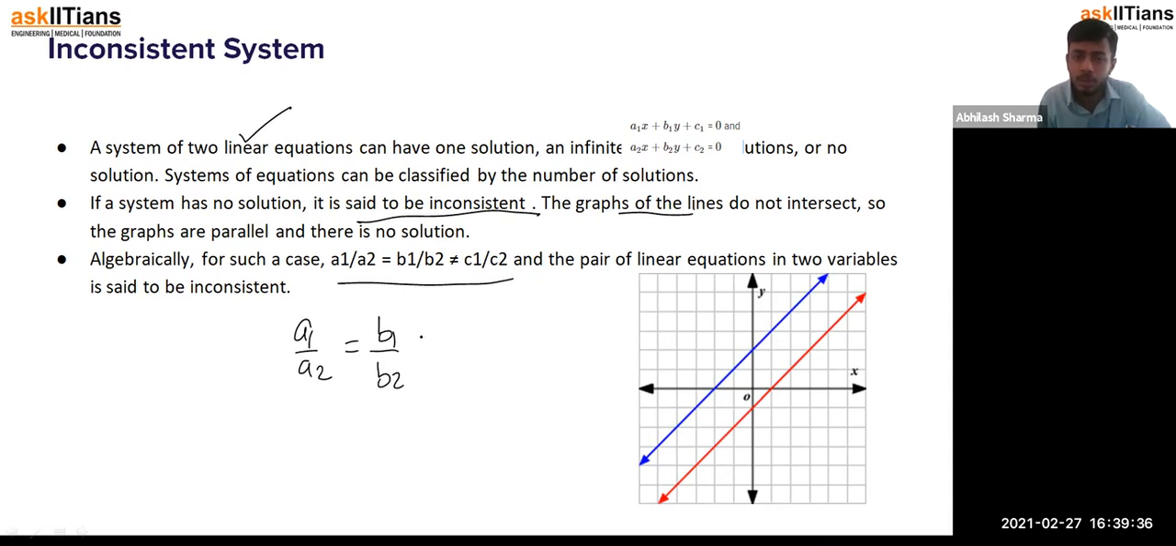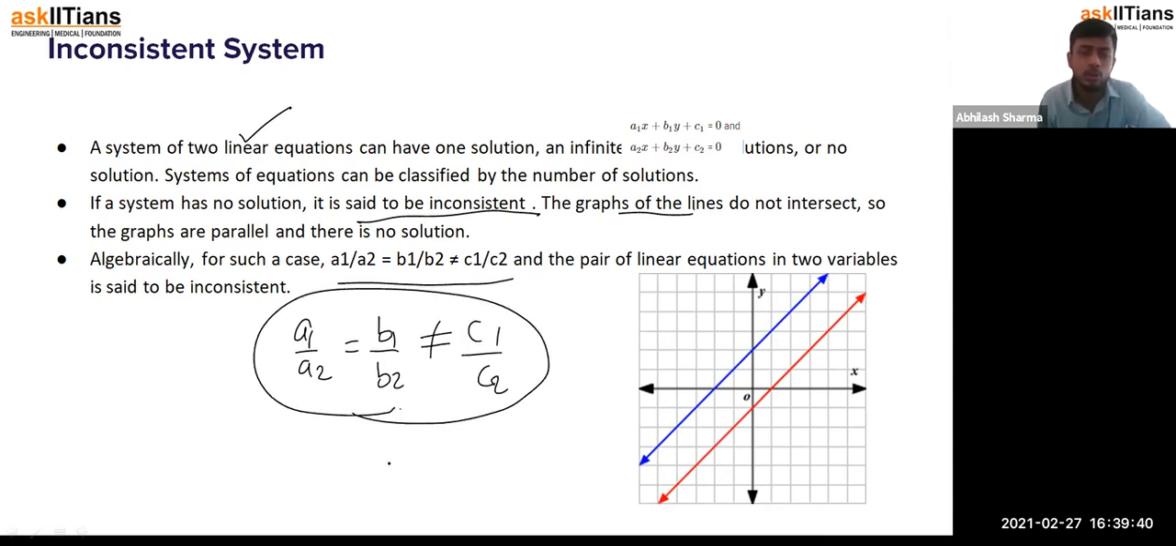Using cross multiplication method, we have already seen this condition that this should hold for an inconsistent system, where there is no solution. This we have already seen using the cross multiplication method. Okay. So algebraic conditions, we should know that this is the condition for no solution or an inconsistent system.